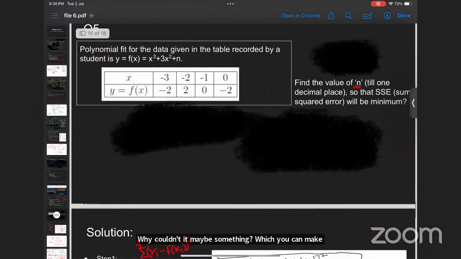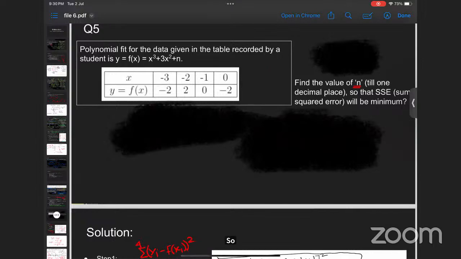So yeah, let us now solve the next question. Take your time, solve it, and put the answer on the chat box.